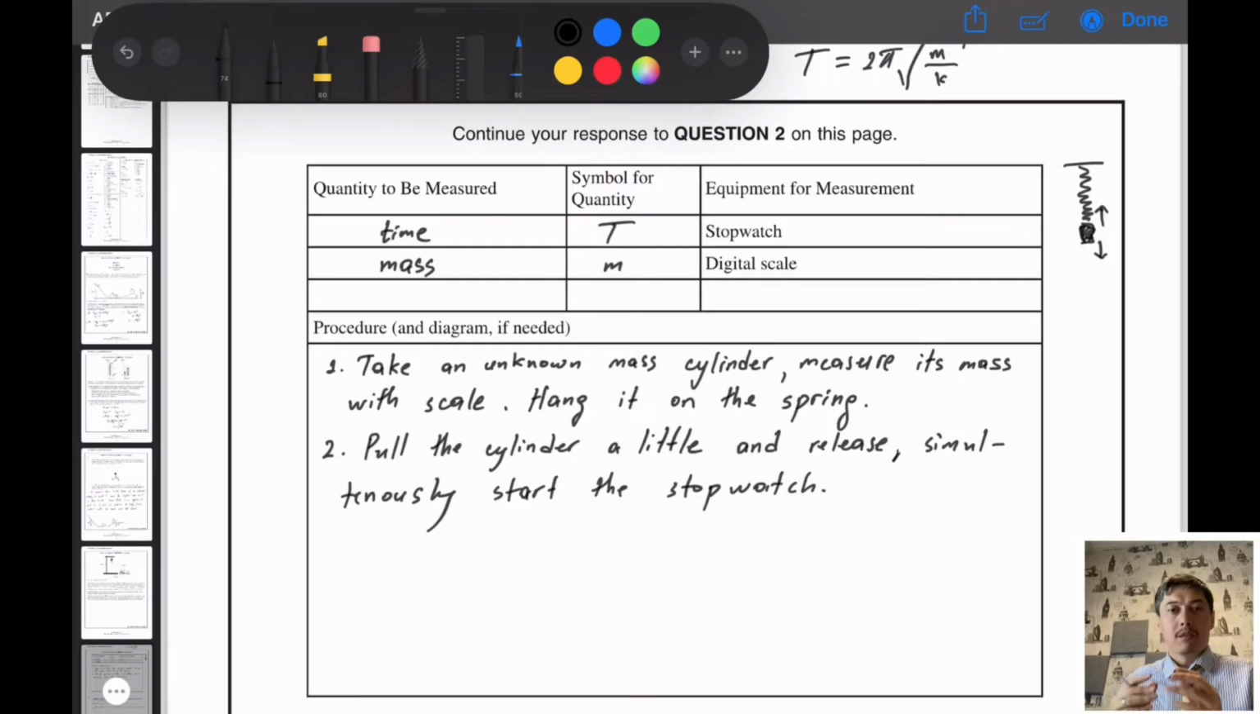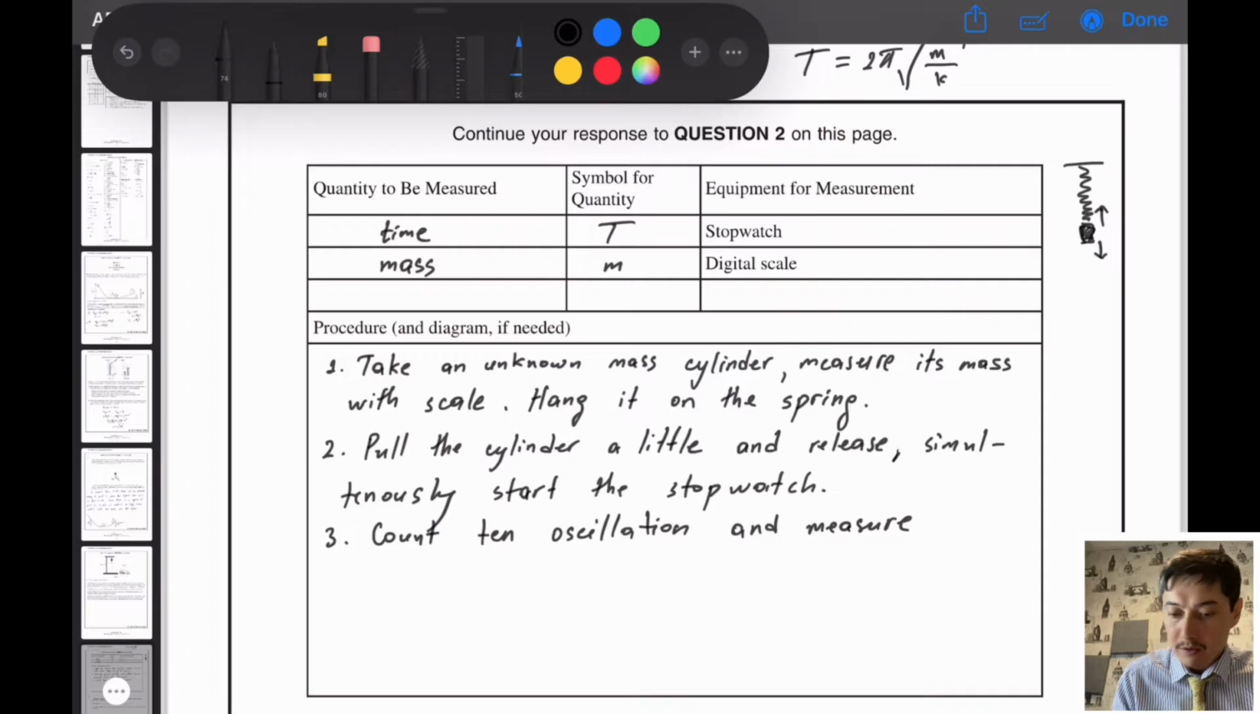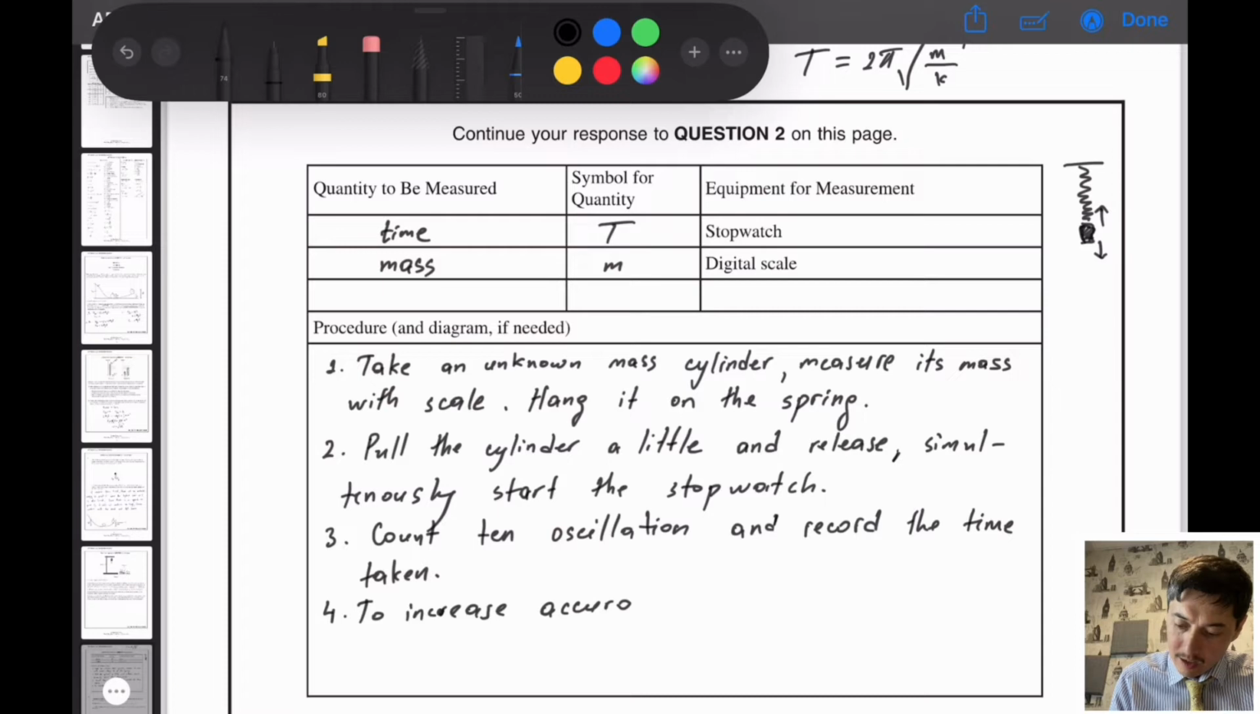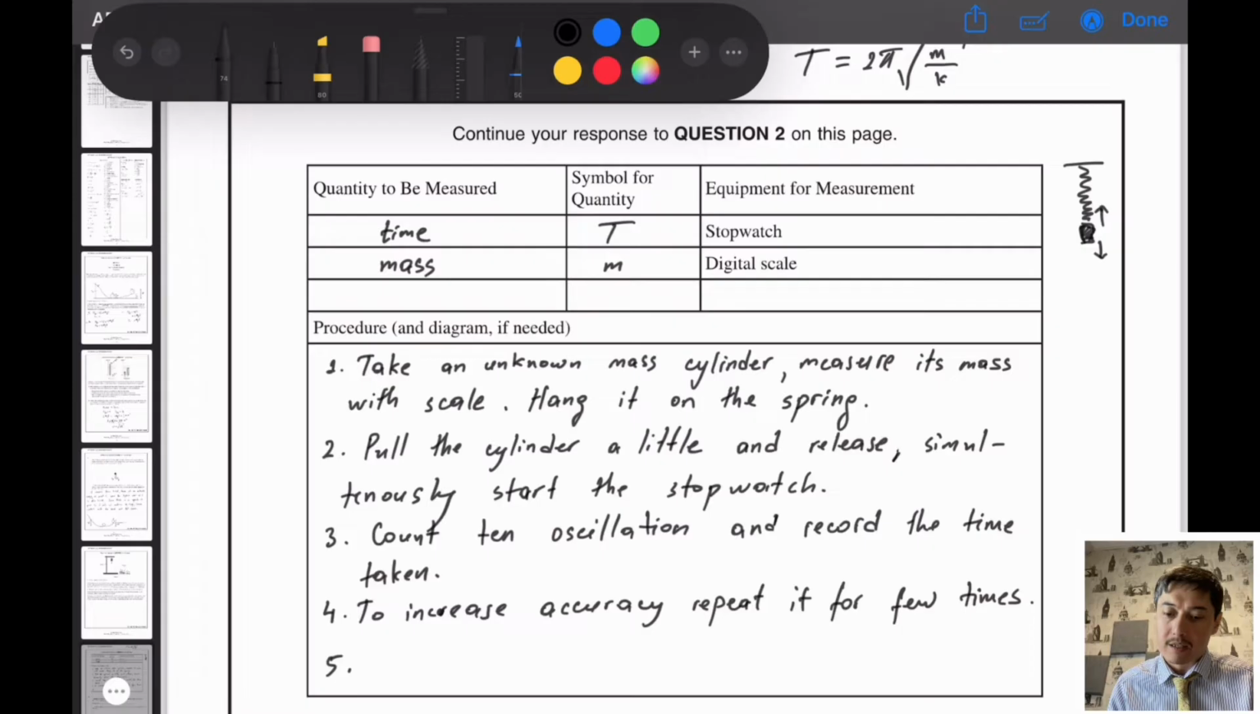The trick here is, probably you did it in the physics labs, you count 5, 10 oscillations. I prefer 10 because it's easy to divide by 10. And measure the time. Count 10 oscillations and record the time taken. To increase accuracy, repeat it few times. Now, number 5, we have to change the independent variable here, which is the mass of the cylinder.